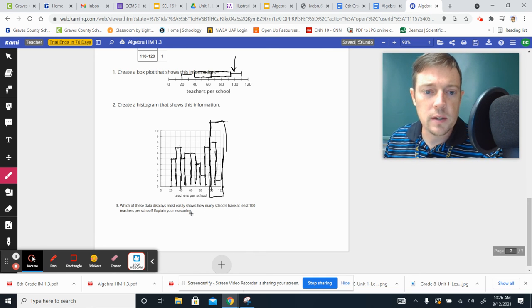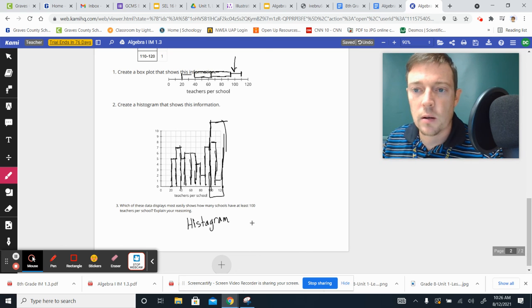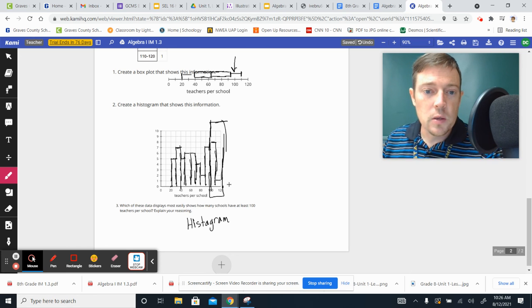So which of the data displays? Well, the histogram easily shows how many have at least 100. The other one won't even be able to do that for you. And for your reasoning, I'm not going to write this down because I don't have a lot of space and it takes a long time to write, but you can write this yourself. I'll just talk about it. You can easily just add the two bars that are greater than 100, the sum of their totals, something along those lines, to find out how many have at least 100 teachers per school.